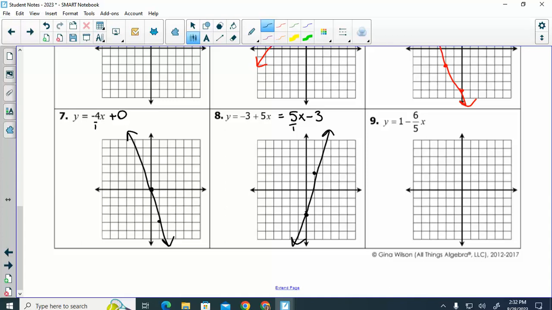Okay, last one. How would I rewrite this problem first? Put the x first. So it would be negative 6/5 x plus 1. So y-intercept is positive 1. Start there. From that point, negative 6 over 5. So down 6. Let me put a point there. Over 5.